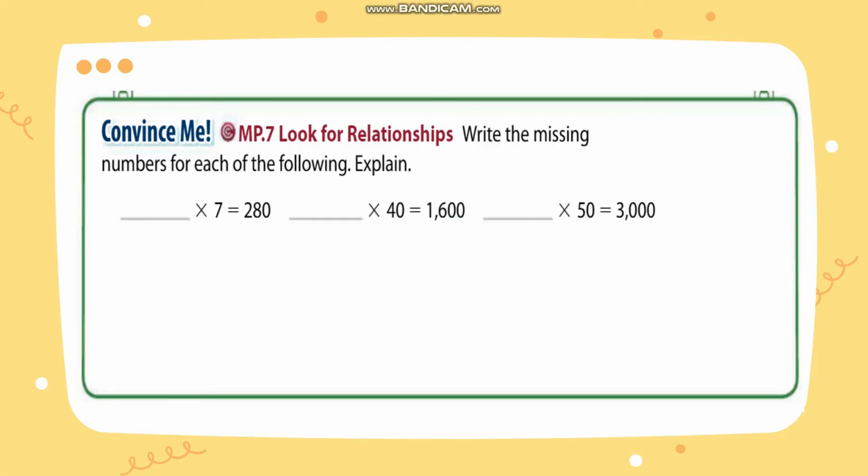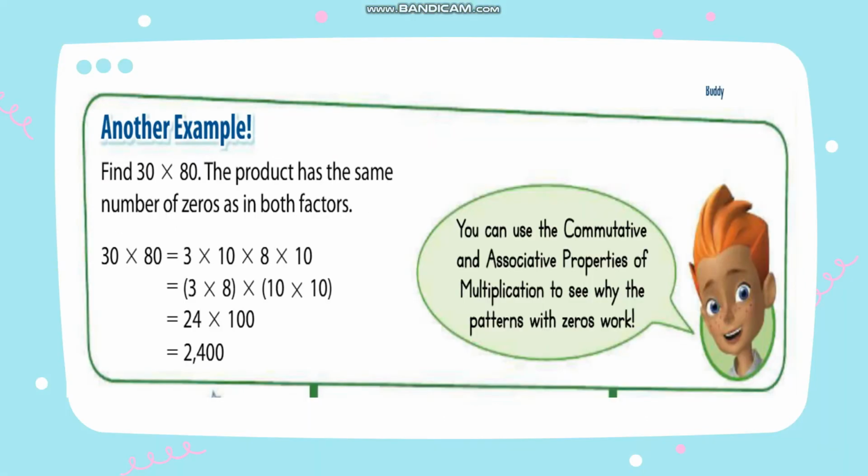Write the missing numbers of each of the following and explain. So what number to be multiplied by 7 to make it 280? So the basic fact here is 7 and 28. So since this is a multiplication, the inverse of multiplication is division. So you just simply divide 28 divided by 7. That is 4. Then you have 1 zero. So the answer is 40.